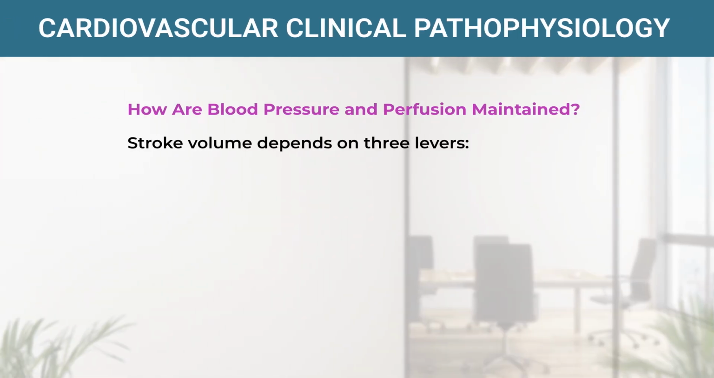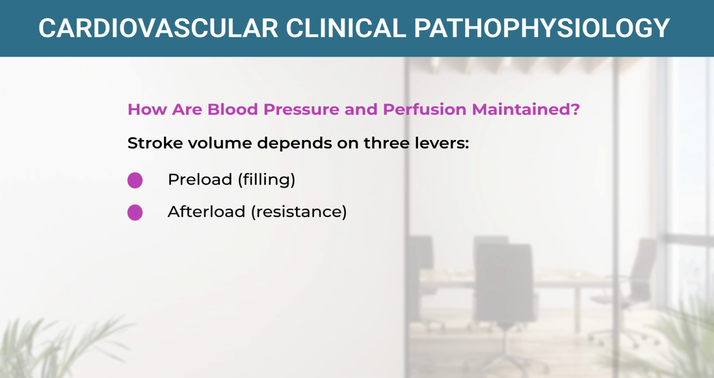Stroke volume is controlled by three important factors, often called the three levers of cardiac function. First is preload, the amount of blood filling the heart before it pumps. Second is afterload, the resistance the heart must pump against. Third is contractility, the strength of the heart muscle contraction.